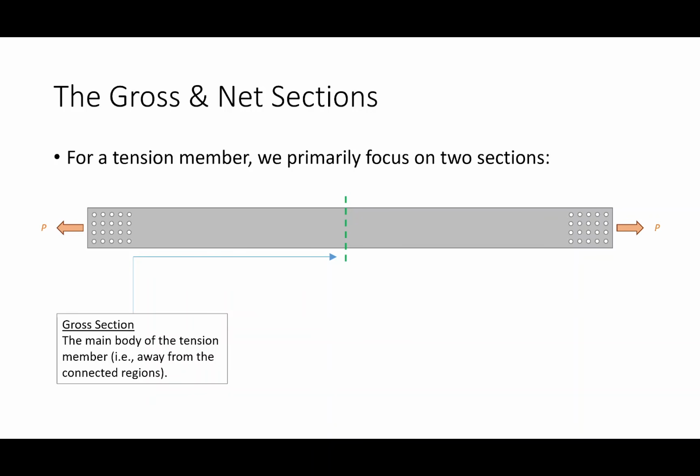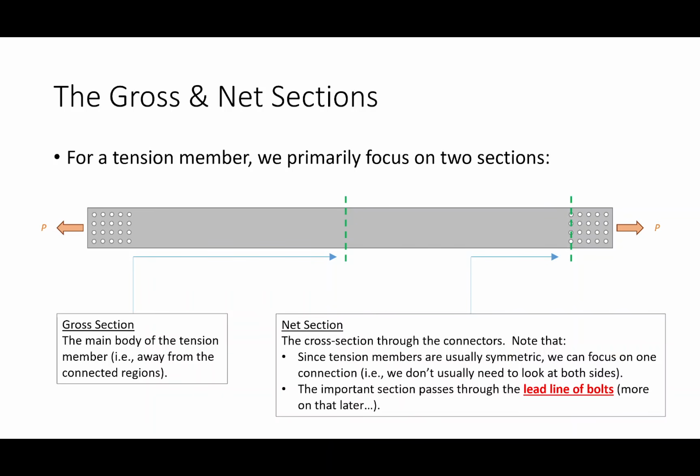Okay. Now that's the gross section. Here's the net section. The net section, I'm going to say, is through the region where the connectors are. Now let's go through a couple things. First off, this little schematic I drew on the slide is showing the net section on the right. Is there anything different on the left? It's the same thing, right? So you're really only going to evaluate one side of the tension member. You don't need to look at the other, unless the connection scheme was different.